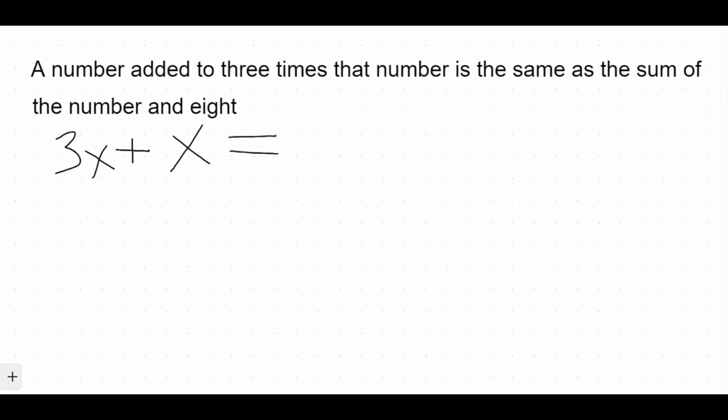All right, so this X plus this 3X is the same as, so it equals the sum of the number and 8. So this is going to equal a sum. And again, remember, sum is an addition. So I'm going to be adding a number and 8. So that number is still X, and I'm going to add that with 8. So here I have 3x plus x, and this is going to equal x plus 8. We're not going to solve this one here. We're just focusing on the translating. So this right here is exactly what that would translate into. But let's try one more.